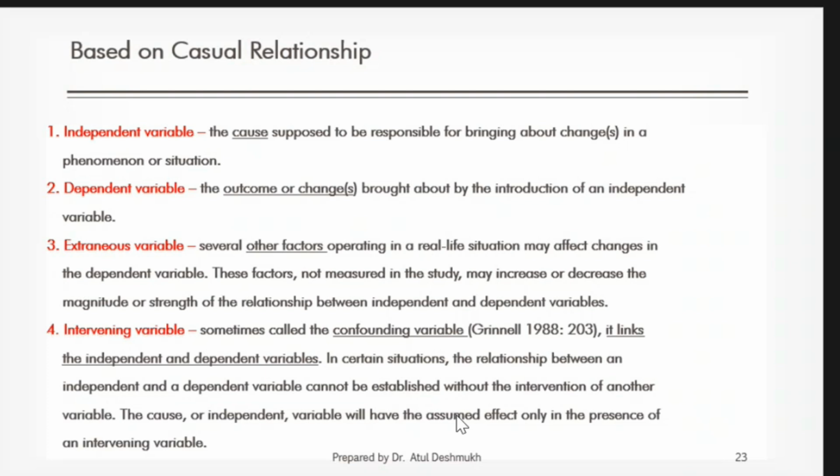Okay, so that is the intervening variable. It's a connecting link. Without that, the outcome variable will not be influenced. So for the impact of the independent variable on the dependent variable, we need a linking agent or linking variable, and that linking variable is called an intervening variable.